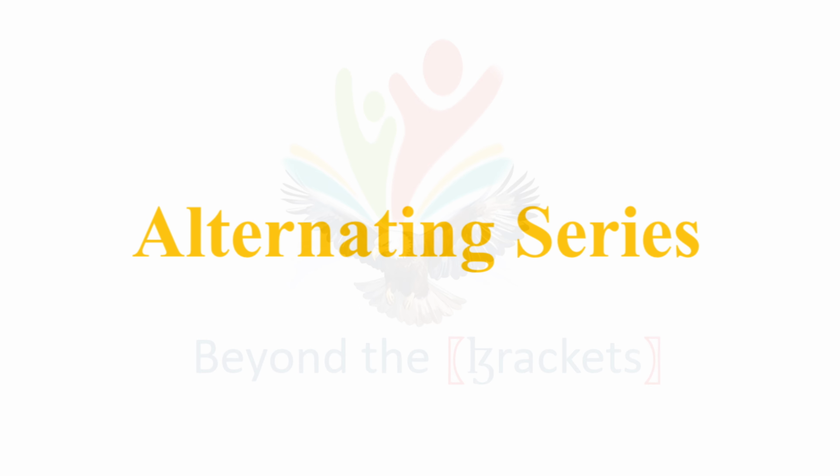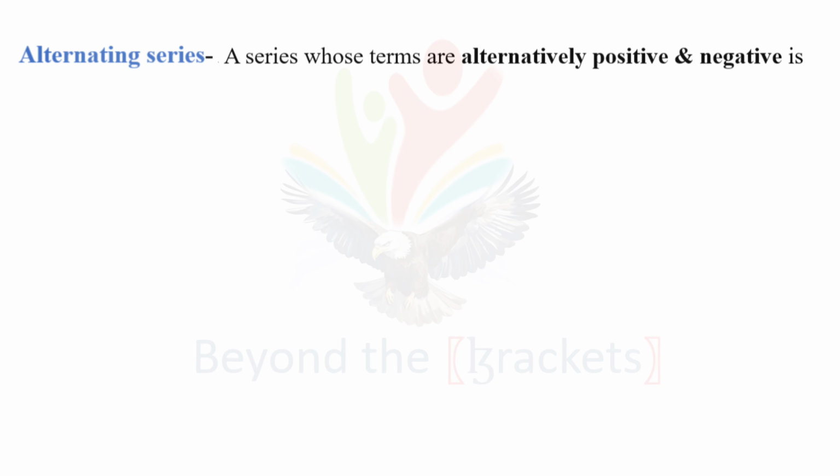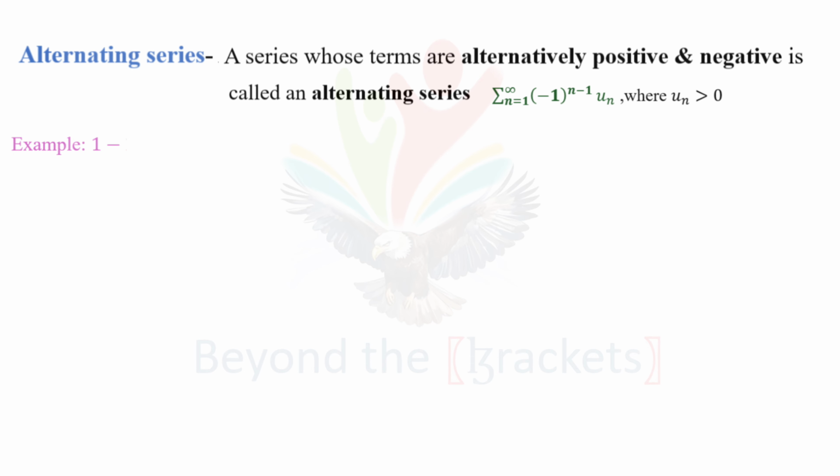In this video, let's break down the logic behind alternating series. A series whose terms are alternatively positive and negative is called an alternating series. For example, 1 minus 2 plus 3 minus 4 and so on. To test the convergence of an alternating series, we use Leibniz test.